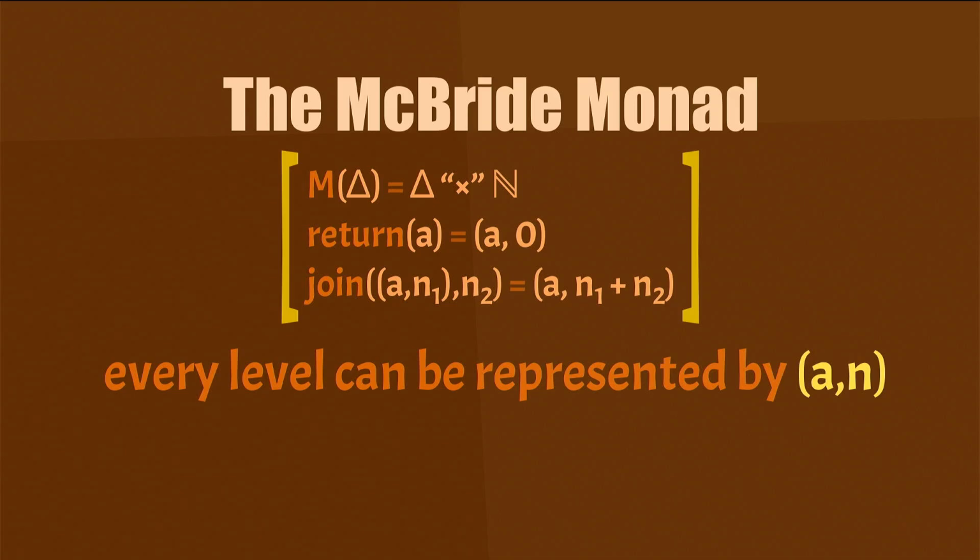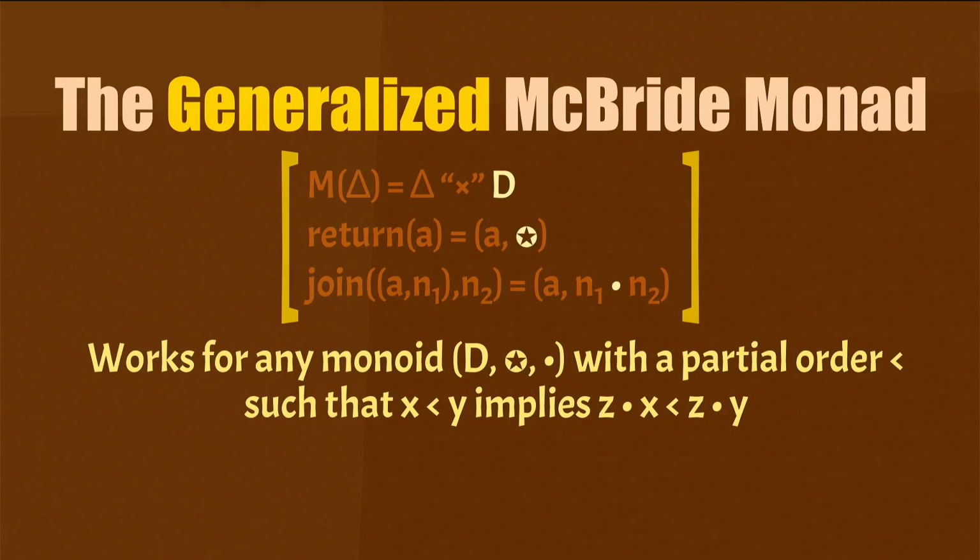Of course, we didn't stop here. We generalize it. Instead of using natural numbers, we just replace them with some abstract symbols and figure out what's the minimum requirement to make it a monad. So now D stands for not natural numbers but some kind of abstract poset, and 0 is replaced by this star symbol, and there's a dot for the plus. It turns out that for any monoid and any reasonable partial order, this can be a monad, which means that it works.